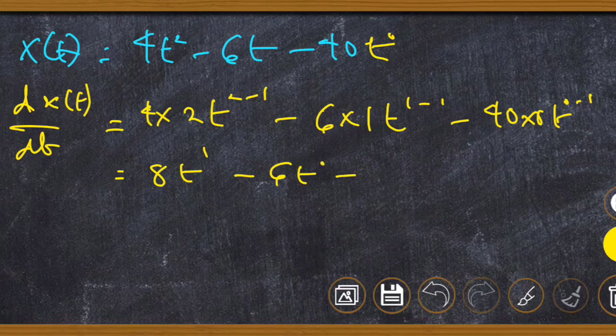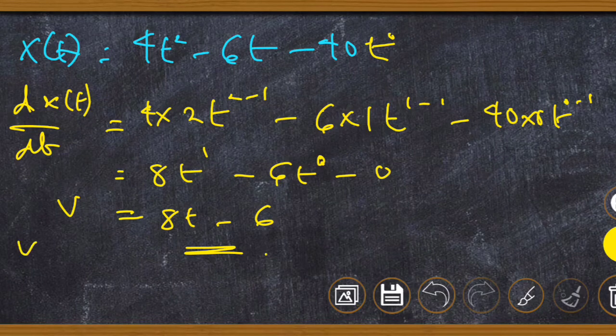Then this one will be what? Equal to minus 0, because 0 times 40 is 0. I should be having this one as what? 8t minus 6, since t raised to power 0 is equal to 1. I'll be having 8t minus 6. So my velocity at an instant of time is 8t minus 6. That is our velocity. That is the first question. We should calculate velocity at an instant of time t altogether. So velocity is also a function of time.